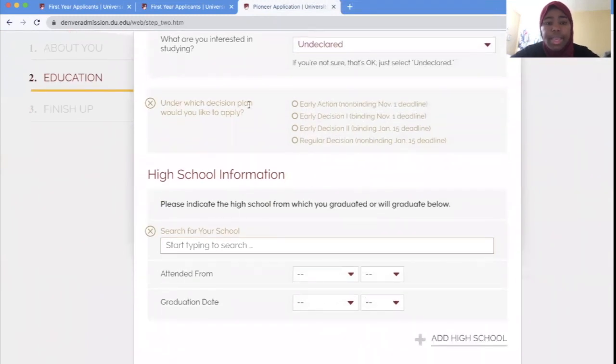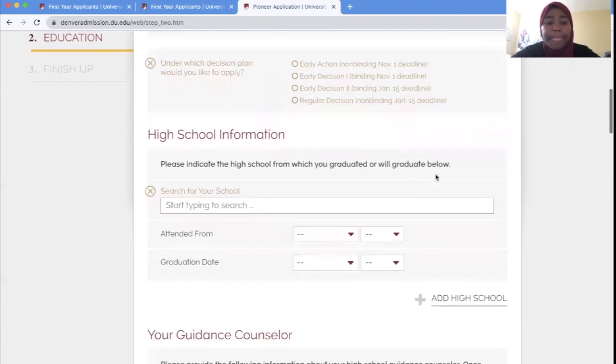And then here it has the decision plans that you're applying to. So the early action, this is non-binding. The deadline is November 1st. This is when you apply early and you hear from us early. The early decision 1 and 2 are binding. This means if you do get in, you are committing to DU, and there are different deadlines for both. And then we have the regular decision where you can apply and you just hear back from us.